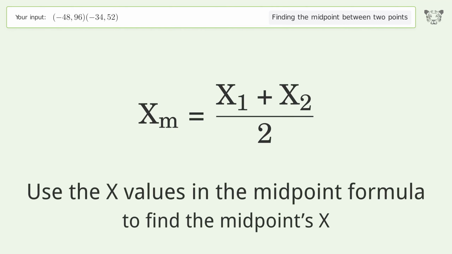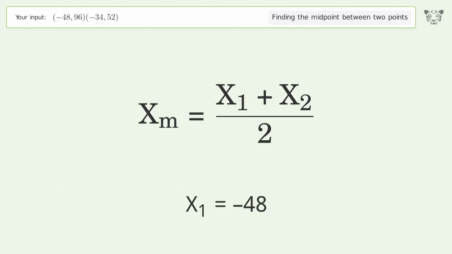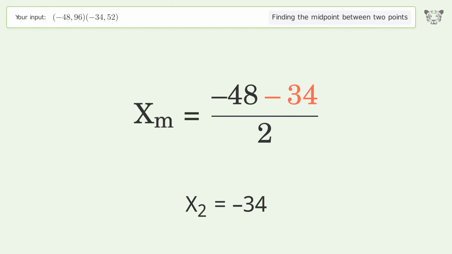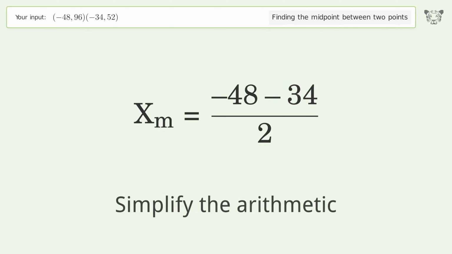Use the x values in the midpoint formula to find the midpoint's x. x1 equals negative 48. x2 equals negative 34. Simplify the arithmetic.